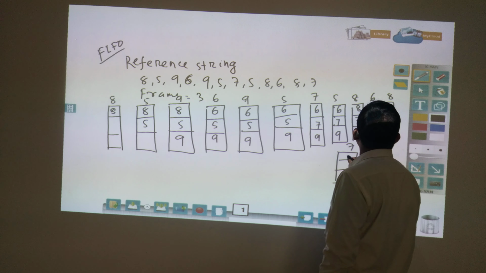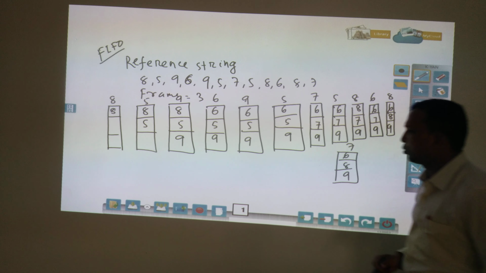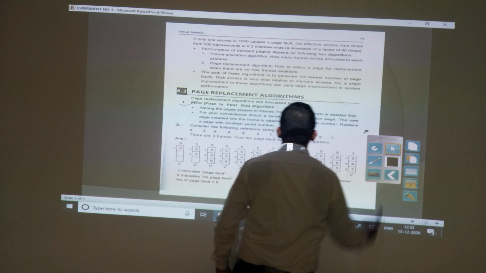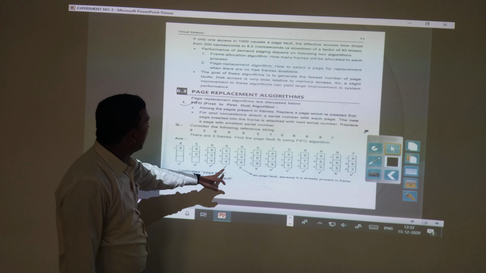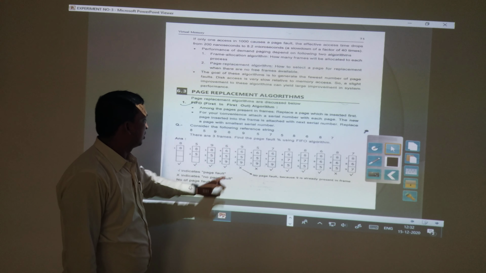So 9 is equal 6, 8 and 9. In this way we have to find out these things. These things will be elaborated. 8, again 5, 9, 6 is there. So no 6 is there. So replace 8 with 6.